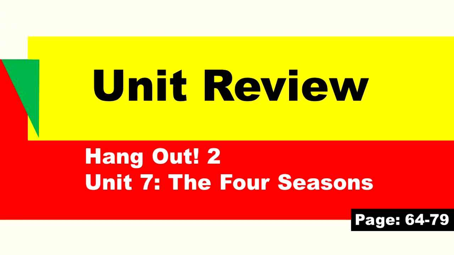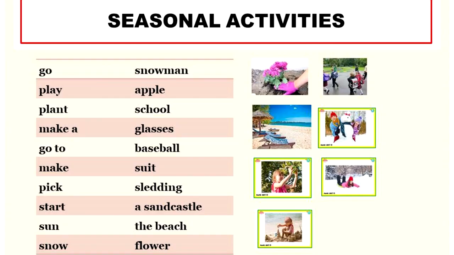The teacher will show you the seasonal activities that you are going to see in the test paper, and this is what you have learned so far. The seasonal activity words are like go, play, plan, make, go to, pick, start, sun or snow. So the teacher can give you some pictures. The first picture you will see is flowers, and maybe the girl or the mother plants a flower. So it should be plant flowers, right?